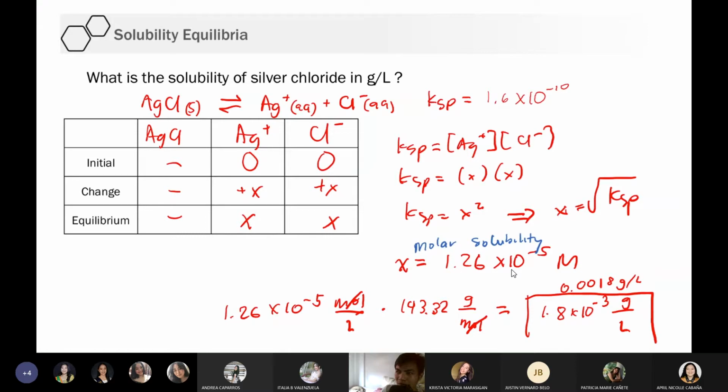Pero kapag hinahanap yung concentration ng ions, you have to plug it dito. Pag hinahanap naman is the solubility in grams per liter, you multiply it by the molar mass.